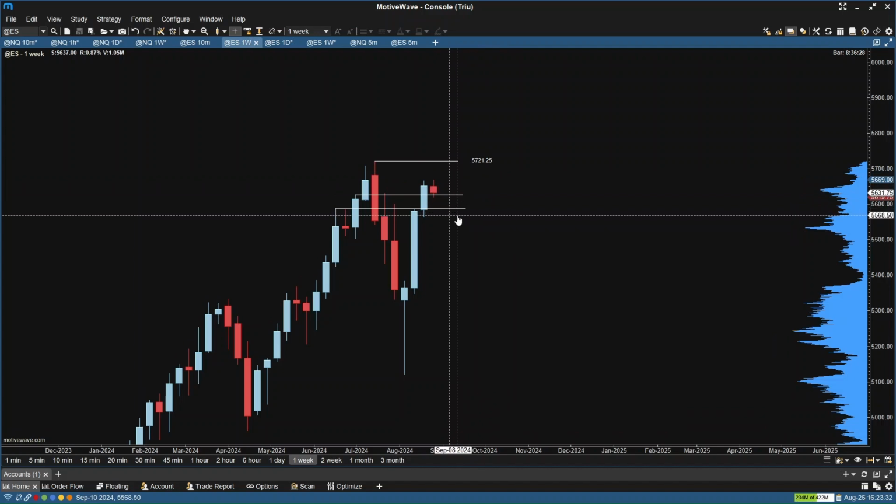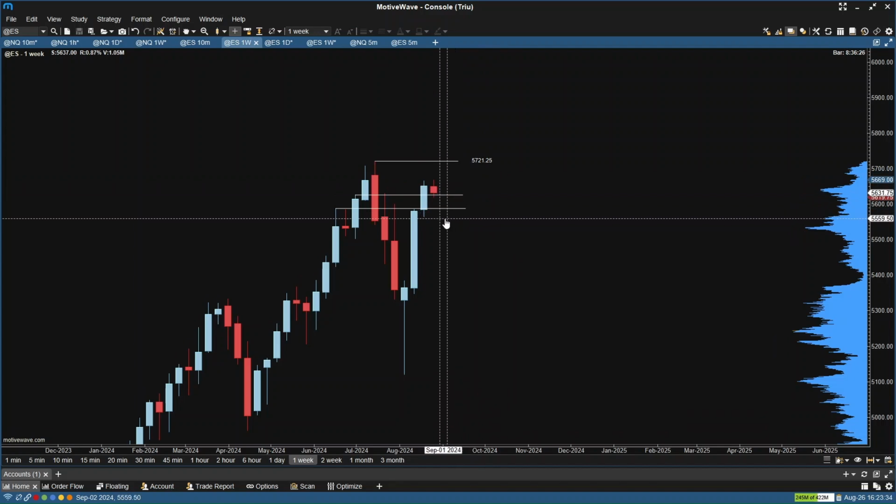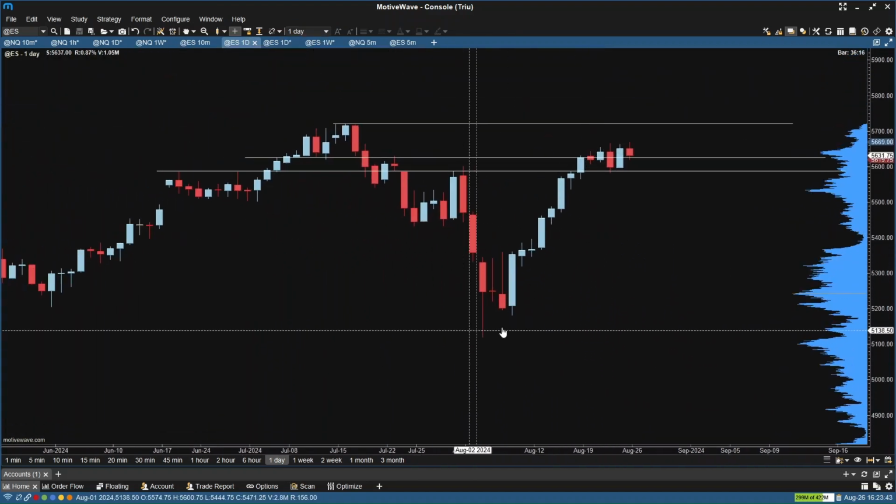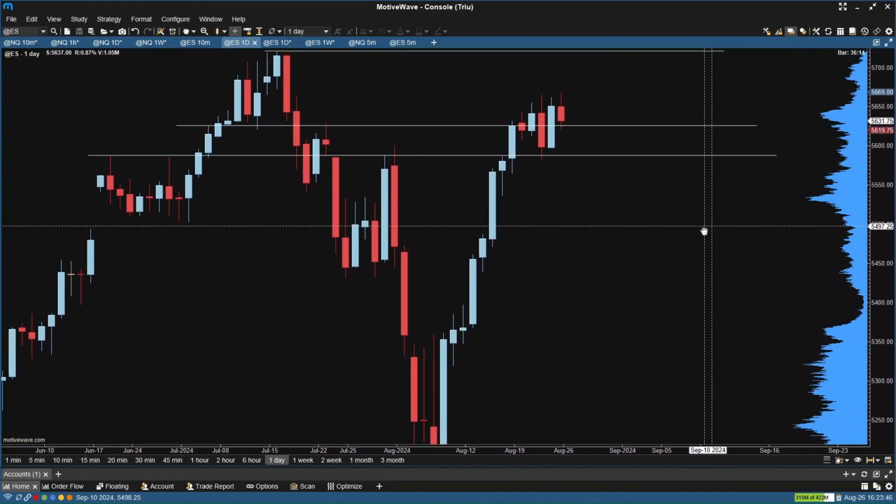I don't think we're headed down here, and I should draw these levels on a Tuesday, right? I don't care that much. We try to keep it light. Weekly done, we move to the daily. On the daily chart, we will see what we mapped out on the weekly.